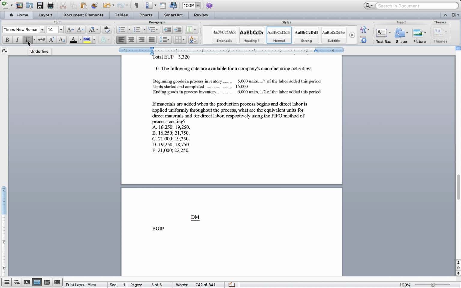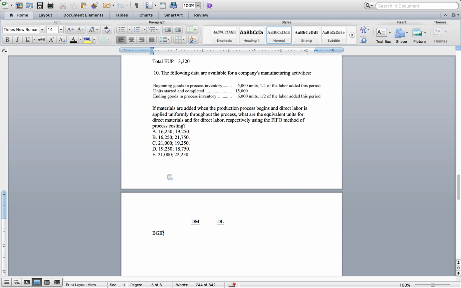And the other one for direct labor. So it's our beginning goods in process. Well, we know for direct materials, that's going to be nothing. We have 0 there. For direct labor, we have to take the 5,000. We're going to multiply by, it says here 1/4, multiply by 1 divided by 4. So that'll equal 1,250.